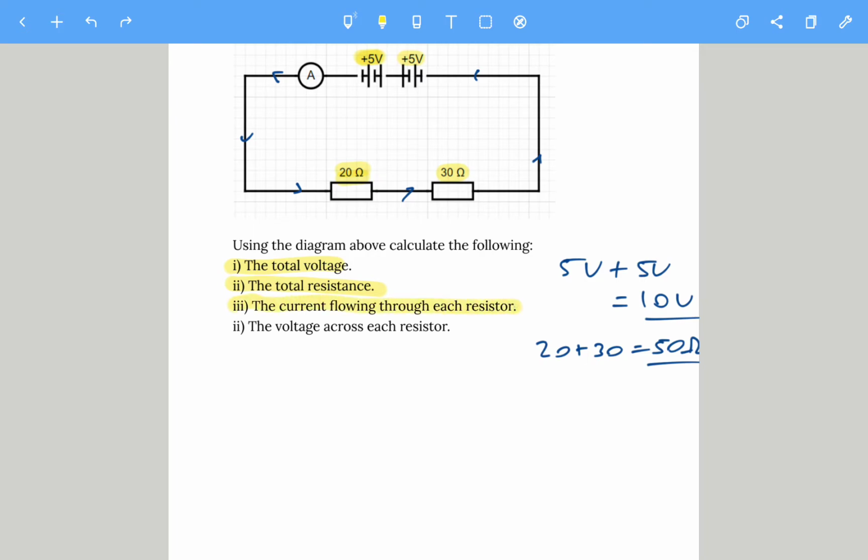So the current flowing through each resistor. So straightforward one. If you know the rules, the current in a series circuit, as I've just said, is constant, it's the same. So the current going through the 20 ohm and the 30 ohm resistor is identical. So what we actually need to do is to calculate the total current that's in the circuit. So that's V equals I times R. Rearrange to get current, so we need to divide by R on the other side. So voltage is 10, total resistance is 50, so that gives us 0.2 amps. Right, next bit, we need the voltage across each resistor.